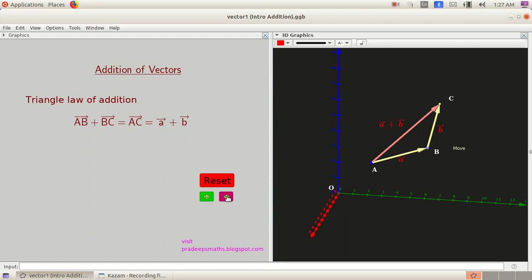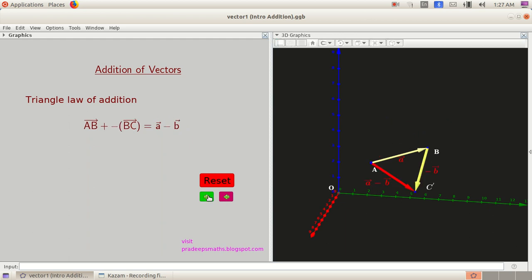Let's move on to the difference of vectors. Here at the beginning, the vector B is like this. Without changing its magnitude, by reversing its direction, we will get negative of B. Therefore, this is vector A and this is vector negative B. Therefore, A plus negative B means A minus B. This is A minus B. Therefore, this is vector A minus vector B.